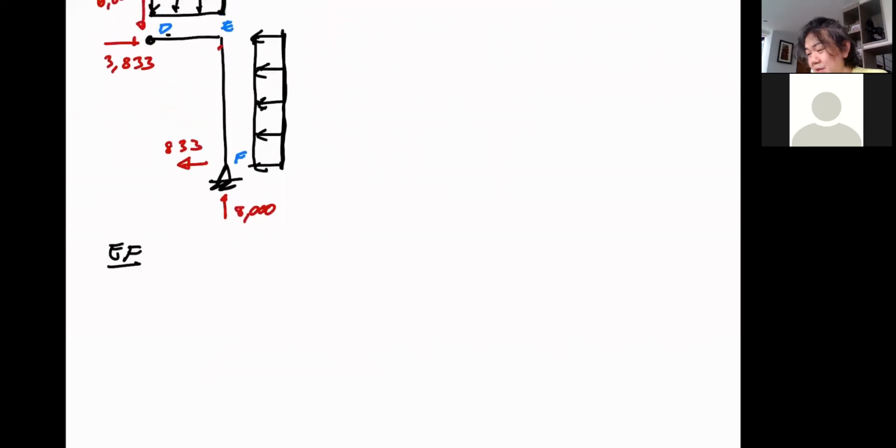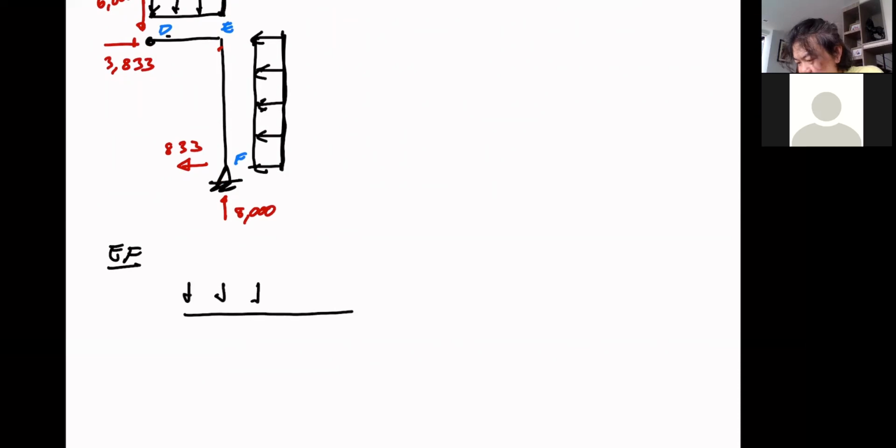Okay, so I think it would be better for me if I write it like this. And that's my uniform load. So I have 833 down here. So I'll just skip 8,000. But you know, let's do it. Let's add it, so that you cannot say I did not complete my free body diagram.